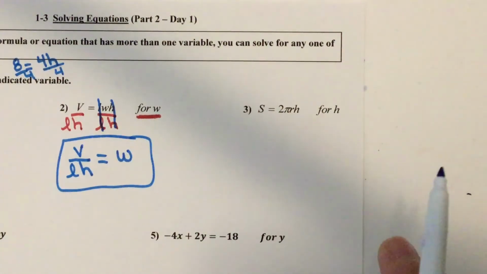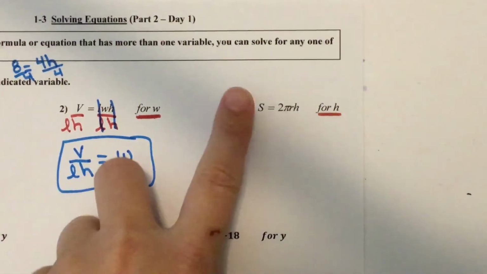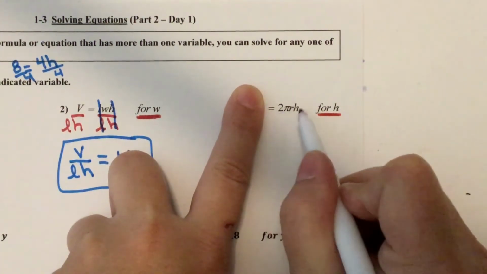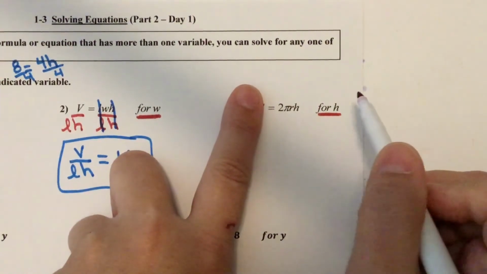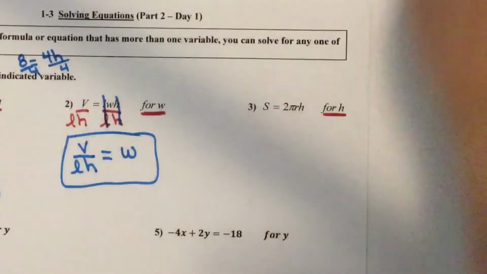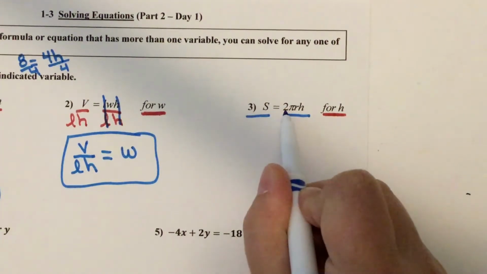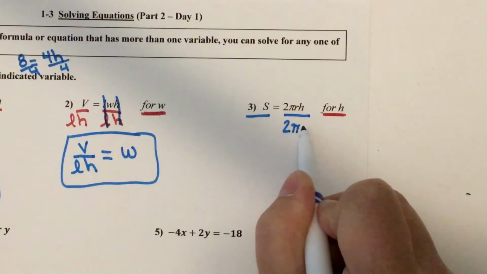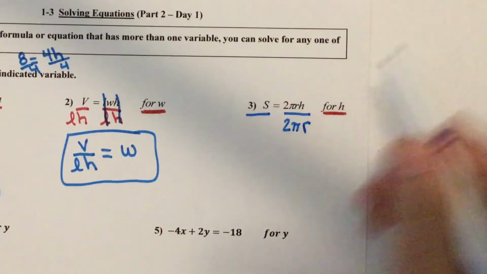Okay, let's look at number 3. I'm trying to solve for h. So let's look on the side of the equals where the h is, and everything is smushed with that h, and there's nothing outside to add or subtract away. So I'm going to divide. To undo multiplication, I divide. I don't want the 2. I don't want the pi. I don't want the r. Because I'm trying to get h by itself, so those are the 3 things I want gone.